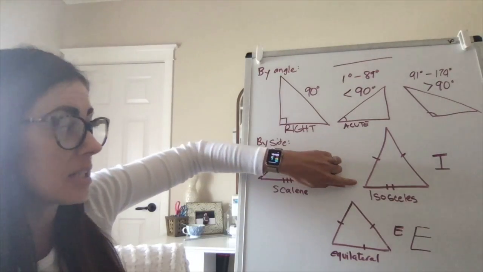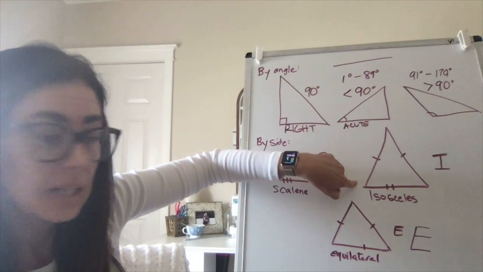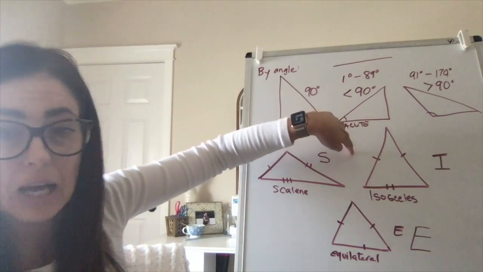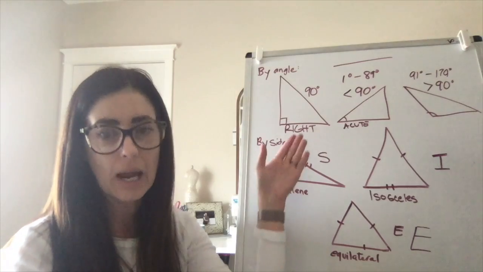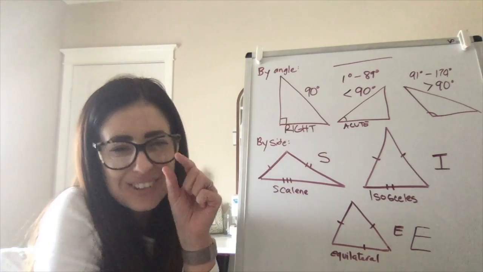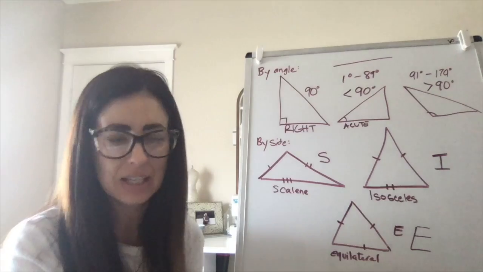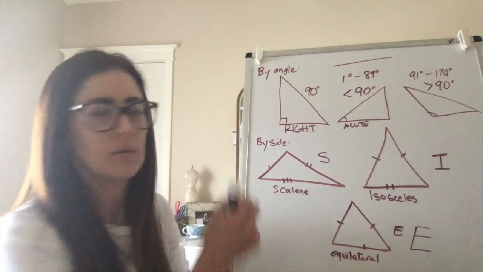Is it true that an isosceles looks a little bit like a Christmas tree? Is it true that it has two equal sides and the base is different? Yeah, so those are my tricks. Right, 90. Acute, it's so acute, it's small. Smaller than 90. Obtuse. Oh, I didn't write obtuse.